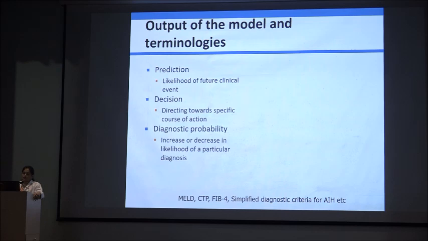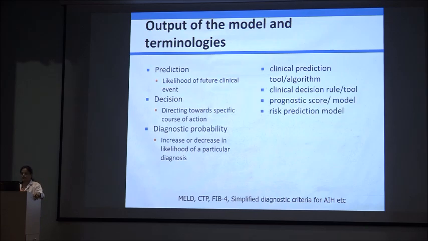So in this context, regardless of whether the output of the rule is a prediction, a decision, or a diagnostic probability, we will use the term clinical prediction model to mean all of these different things. And certainly in this context, there are a whole array of terms and terminologies that have been used to refer to this same concept, this concept of clinical prediction models.